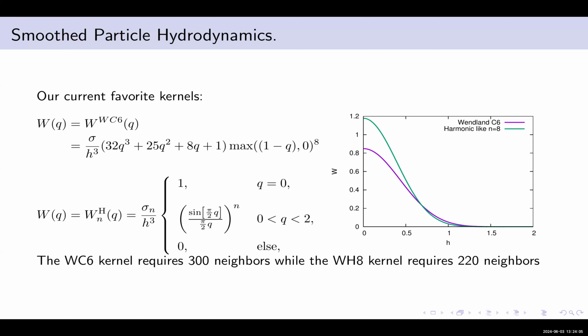And so Stefan has been doing a lot of experiments and found that, for example, the Wendland kernel, the purple one here, requires about 220 neighbors in order to give good density estimates. And so what we can do is dynamically adjust the smoothing length of each particle so it has exactly 220 particles in its neighborhood that are within the smoothing length. And that's how we adjust the smoothing length parameter as we go along.